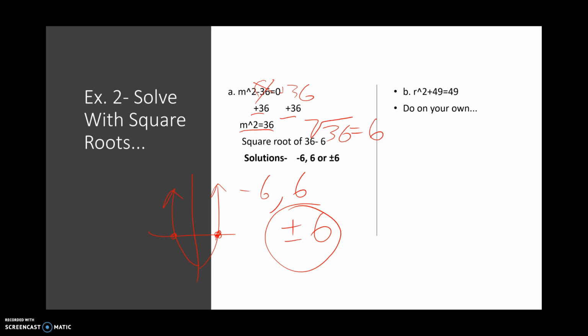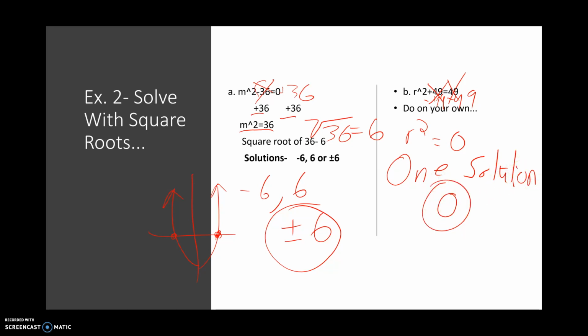R squared plus 49 equals 49. So you can go ahead and pause the video and do this problem on your own. If not, I'm going to start right now. So let's do the same thing we did earlier, minus 49, minus 49, that way. So positive 49 minus 49, it's gone, 49 minus 49, that disappears as well. So all we have is r squared equals 0, meaning we only have one solution. Instead of the 2, we're only going to have 1, because you can't have a negative and positive 0, obviously. So it's just going to be on the 0 point.